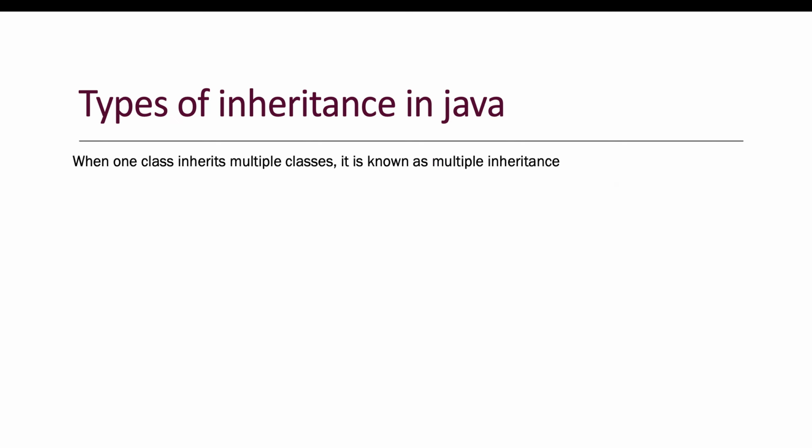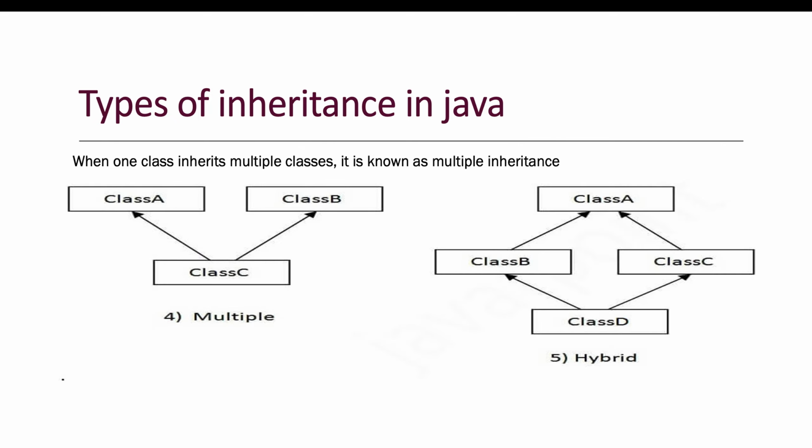But another inheritance available in C++ is multiple inheritance. Multiple inheritance means when one class inherits multiple classes, something like this. Let's say class C is there and it is trying to inherit class A and class B. This is not applicable or not valid in case of Java. And why? Because let's say class A has method M1 and class B also has method M1.